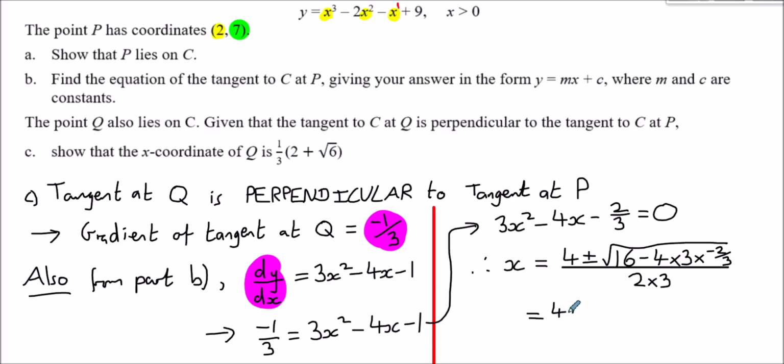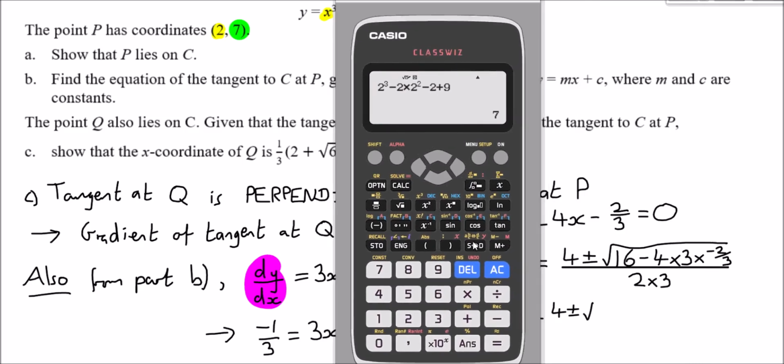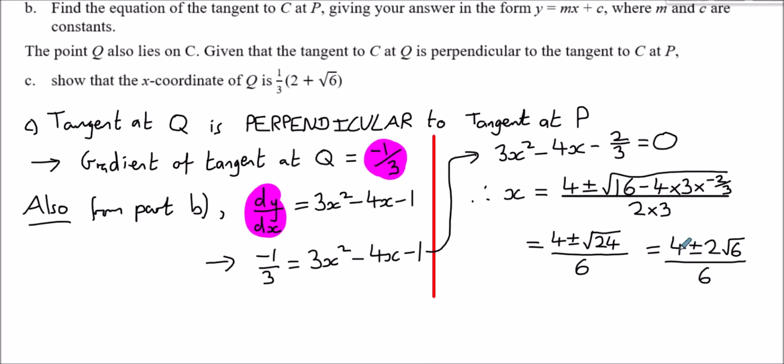So we then have 4 plus or minus the square root of, well, let's work this out. On a calculator, I'd suggest doing this: 16 minus 4 times 3 times negative 2/3 gives us 24. All of that over 6. Now root 24 is actually the same as root 4 times root 6, and so I can rewrite this as 2 root 6. 4 plus or minus 2 root 6, all over 6. Even coefficient, even denominator, so that can be rewritten as 2 plus or minus root 6 over 3.